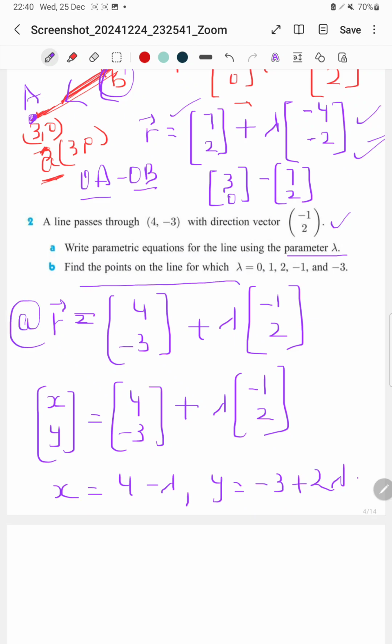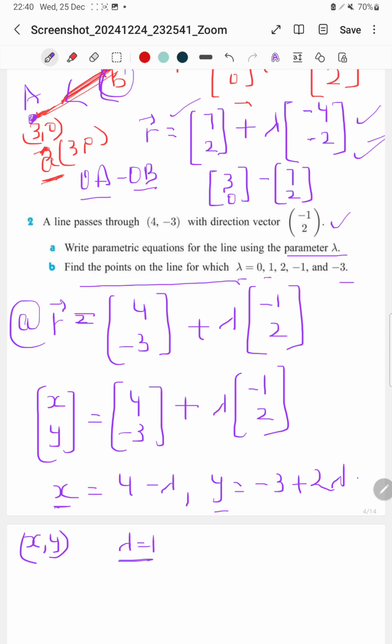In the second part of the question, they are asking us to find the points on the line with lambda 0, 1, 2, negative 1, negative 3. So these are the points, (x, y) is a point on the line. So basically I need to find x, y for different lambdas. So let's say I am taking lambda as 1. You have to do it for 0 also, for lambda 2, lambda negative 1, lambda negative 3.